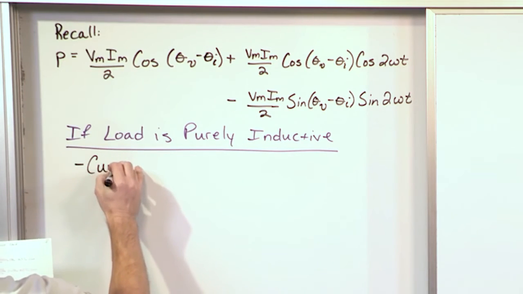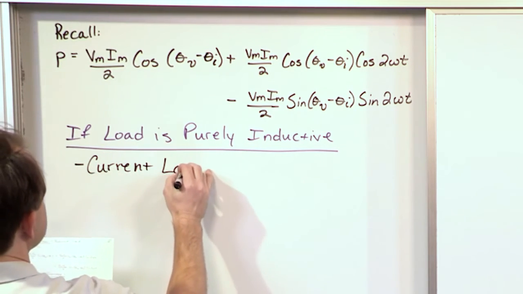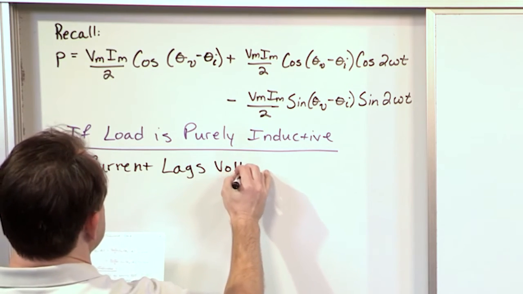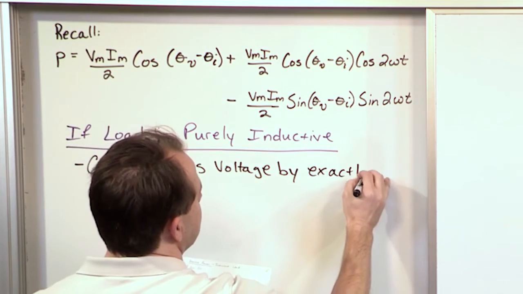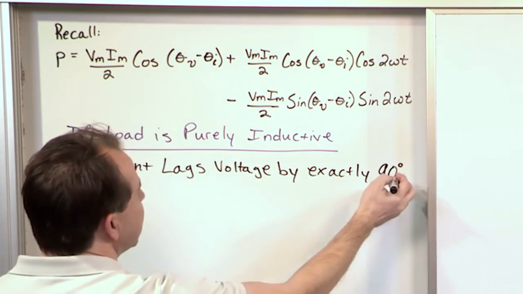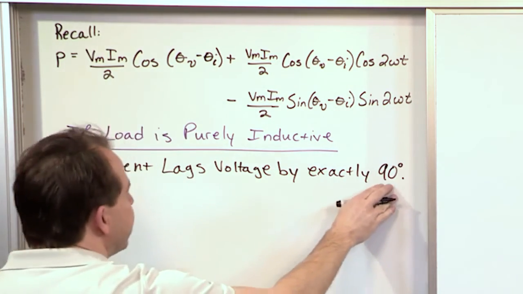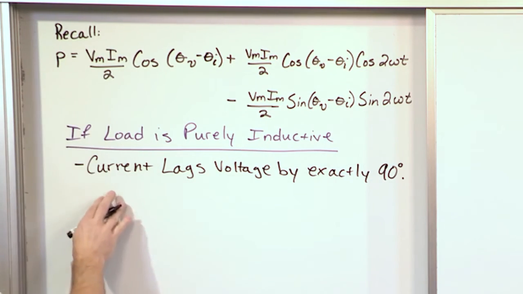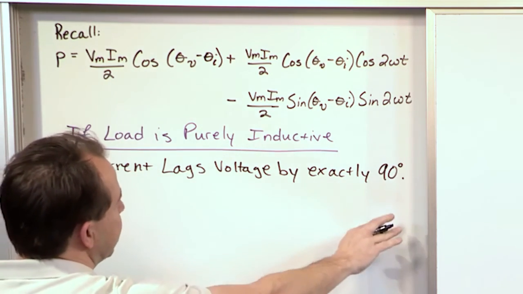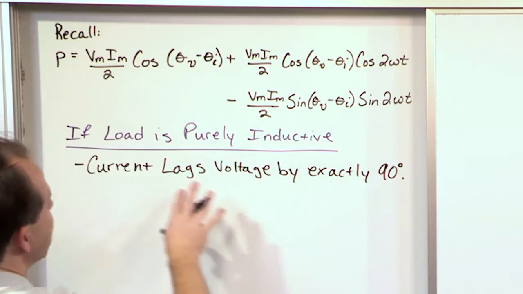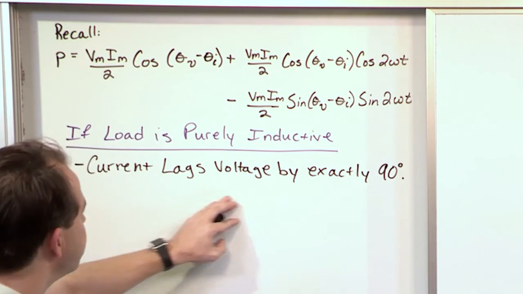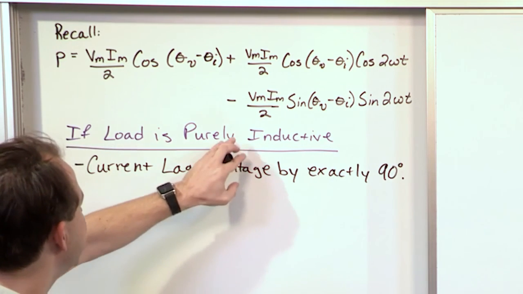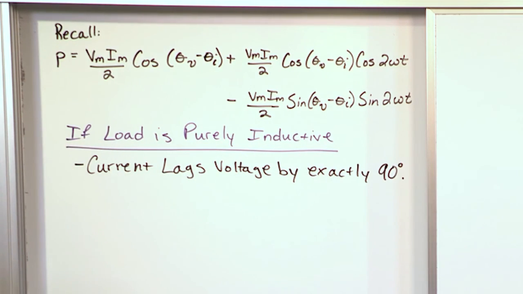The current lags the voltage by, I'm going to put the word exactly, 90 degrees. And I'll give you a hint. When we get to capacitors, it's also going to be 90 degrees, but the current is not going to lag the voltage. In a capacitor, the current will lead the voltage by 90 degrees. So the 90 degrees part is going to be easy to remember. The leading versus the lagging is what always confused me when I learned this stuff the first time. Finally, you're just going to have to commit it to memory. The current lags the voltage in an inductive or across an inductive load when it's purely inductive.